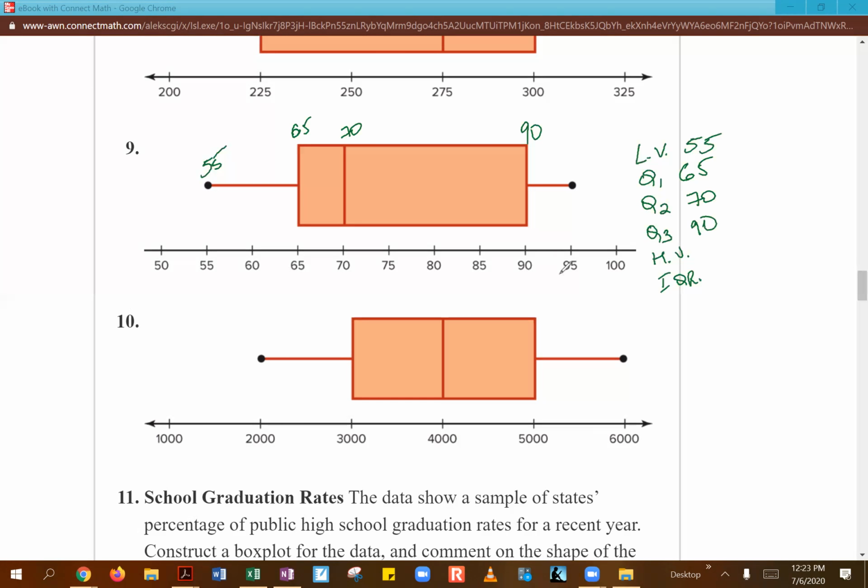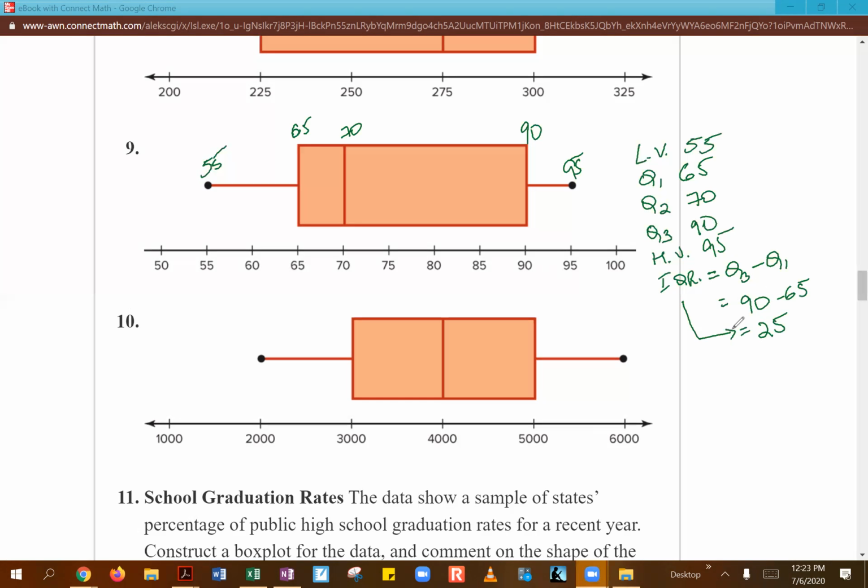And that leaves us with the highest data value, which of course puts us at 95. All right, very good. So when you're talking about interquartile range, that's going to be quartile 3 minus quartile 1, which would of course then give us 90 minus 65. And you guys have 25 as your interquartile range. Alrighty, very good. Good job, guys.